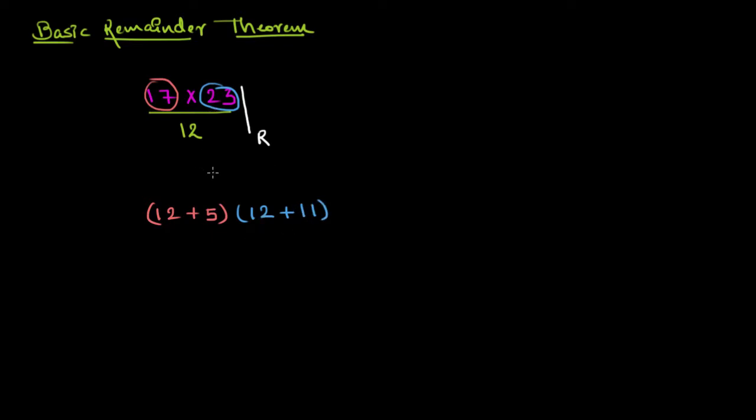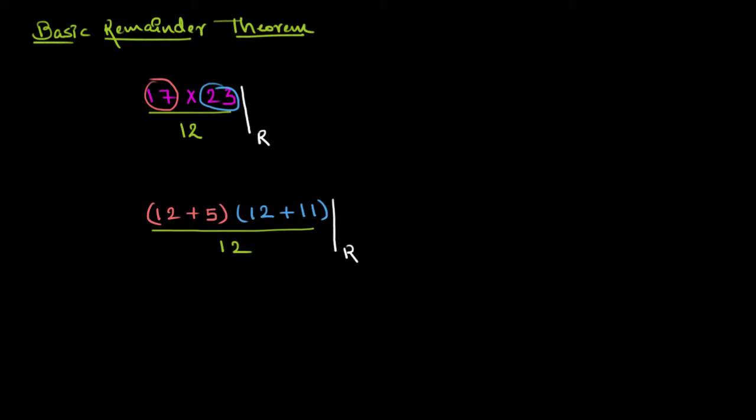12 plus 11 will give me 23, and again I have the same thing, whole divided by 12, and I still need the remainder, so nothing else changed. I have just written 17 as 12 plus 5 and 23 as 12 plus 11. Now let us multiply them and see what result we have here.